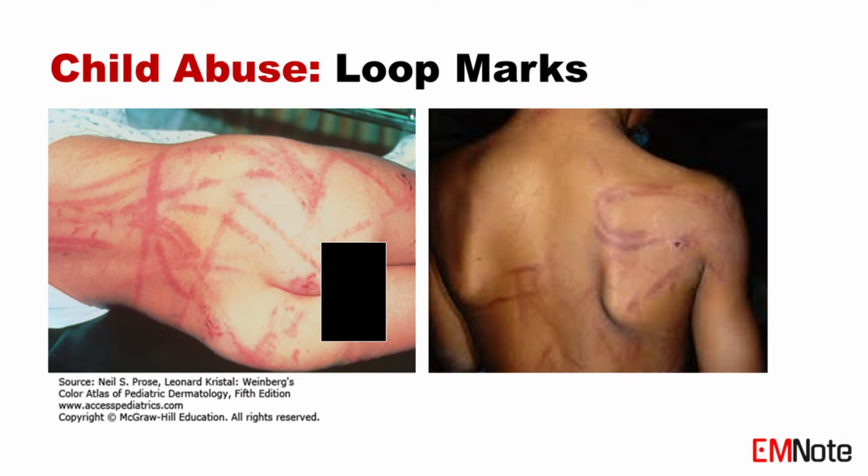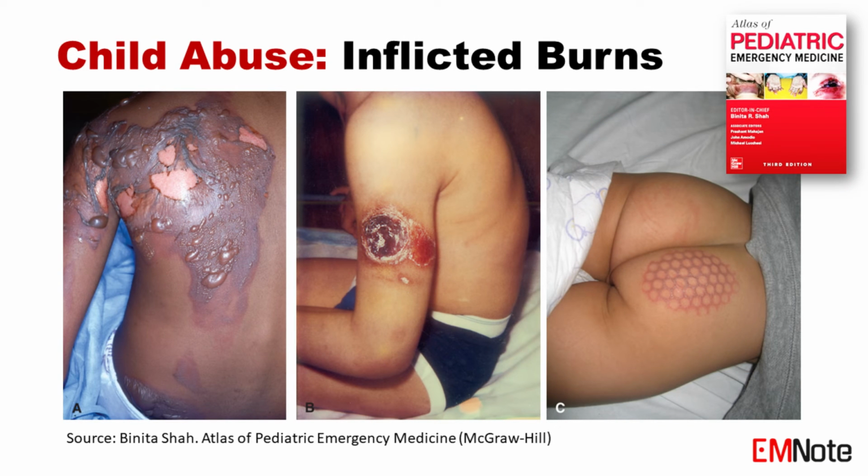Loop marks are pathognomonic for abuse and result from striking the child with a cord, rope, or belt. Bruises or scrapes on forearms, hands, or legs may indicate defensive injuries attempting to repel blows. Inflicted burns include immersion burns, scalded burns, and cigarette burns.